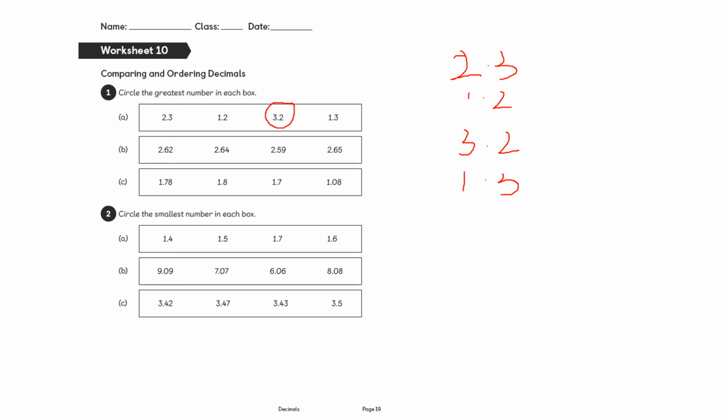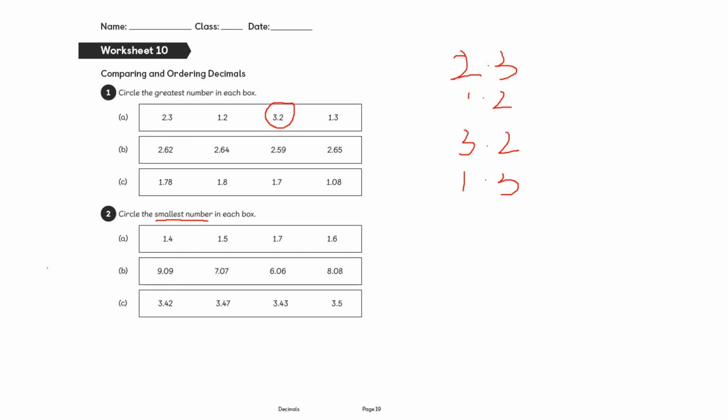With question 2, you want to circle the smallest number. So again, I would be putting them above each other so it's easier to compare them. Or you might want to use some Lego as counters and have different colour pieces of Lego to represent ones, tenths and hundredths.